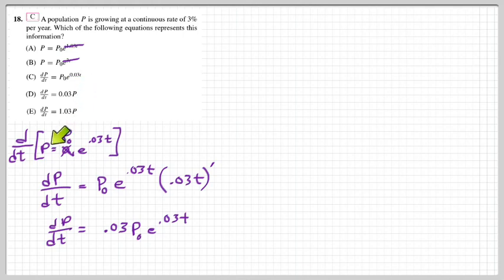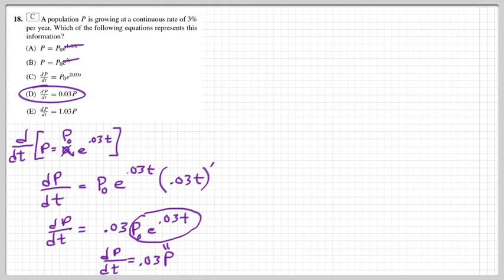It comes from this. You see what P equals? P equals P naught e to the 0.03t. And this is strictly a differential equation type thing happening right here. I'm going to take this out, and I'm going to put in P for that, because that's what it equals. And then I get 0.03 in front of it. dP over dt equals 0.03 times P. And then we see that our answer is D.